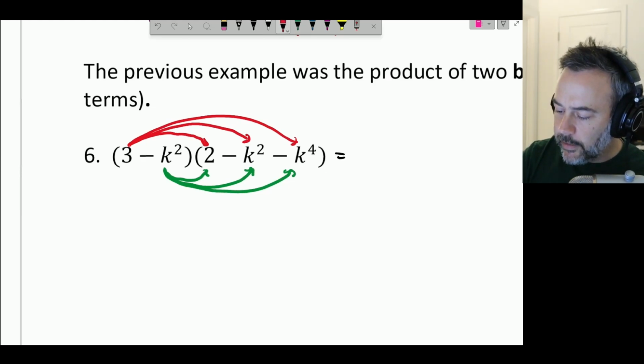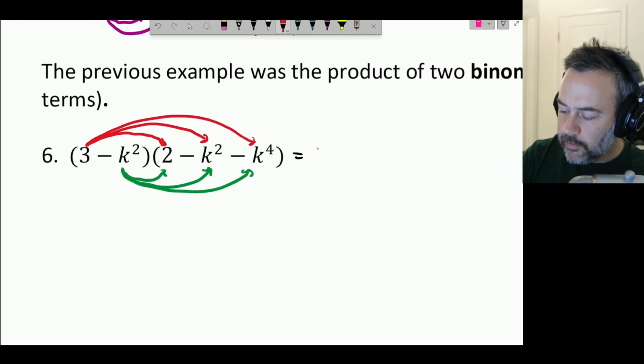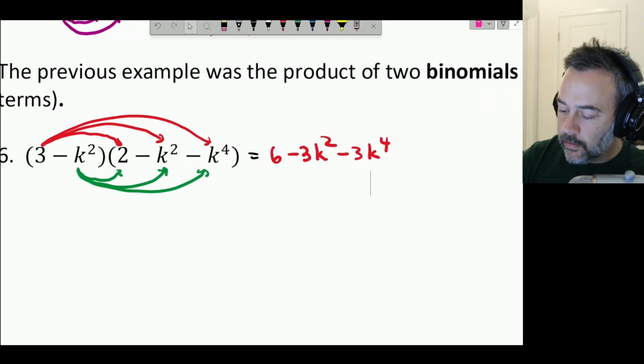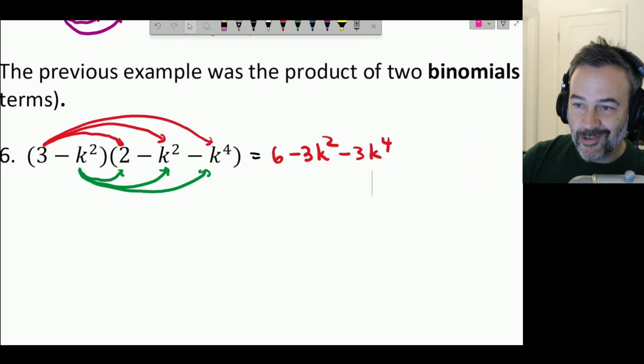All right, in red, let's do the first one. 3 times 2 is 6. 3 times negative k squared is negative 3k squared. 3 times negative k to the fourth is negative 3k to the fourth. And I'm done with the green stuff. Excuse me, I'm done with the red stuff. Now we'll start the green stuff.